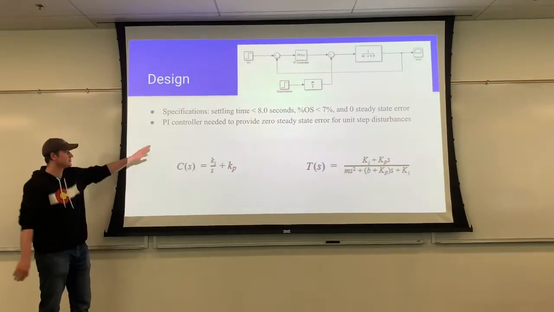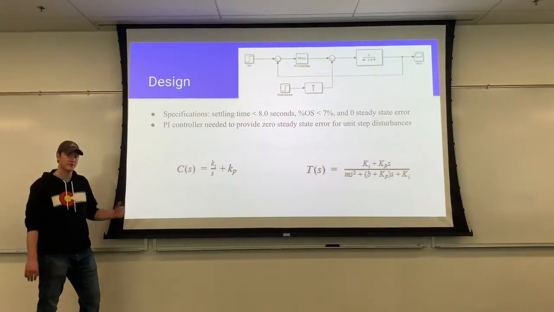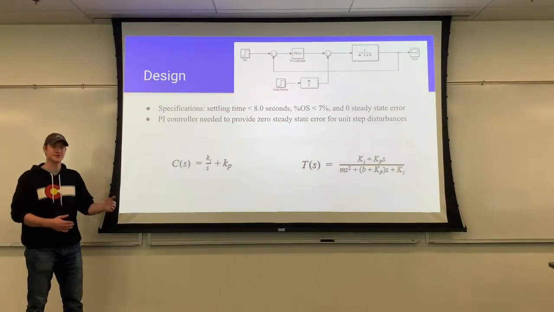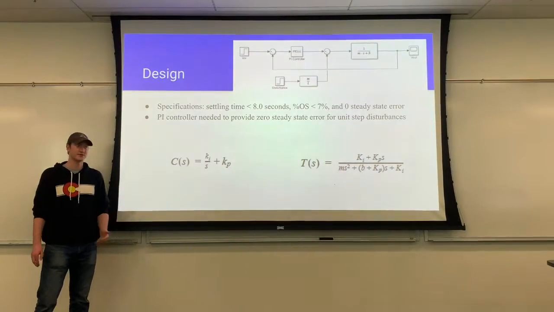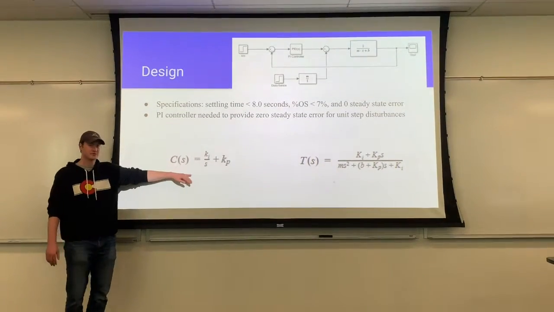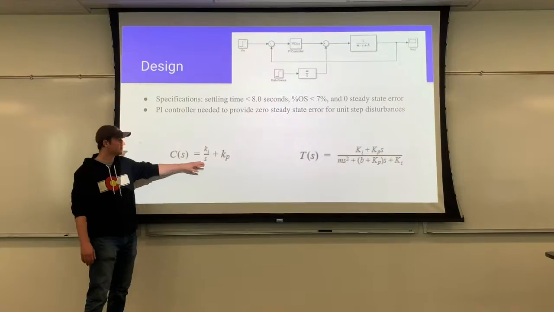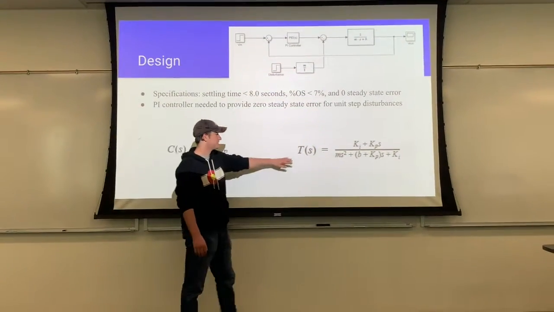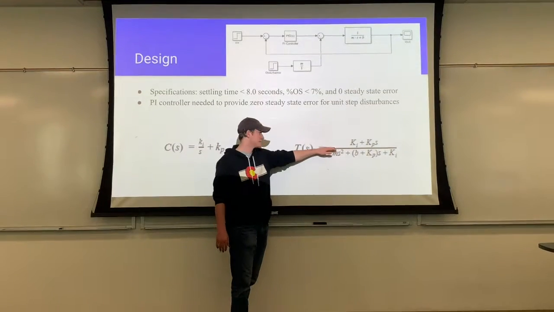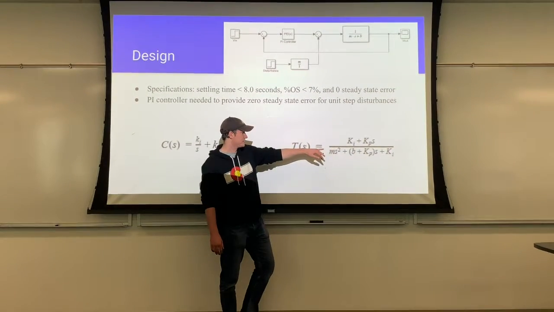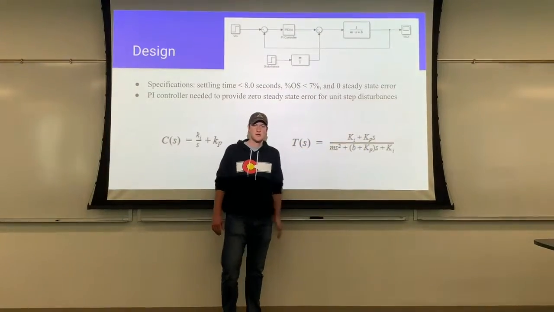We needed the integrator to obtain the zero steady state, and we added a proportional controller to make the system faster to reach our settling time of less than or equal to 8 seconds. So our controller is C(s) equals KI over s plus KP. When we plug that into our closed loop system, we obtain the transfer function T(s) equaling (KI plus KP s) over (M s squared plus (B plus KP) s plus KI).